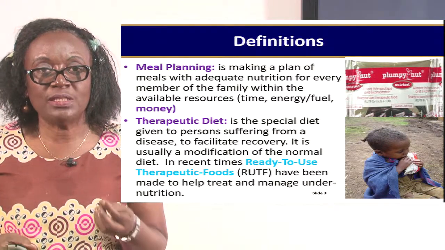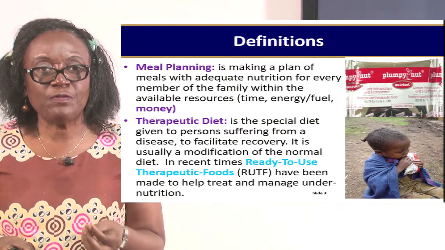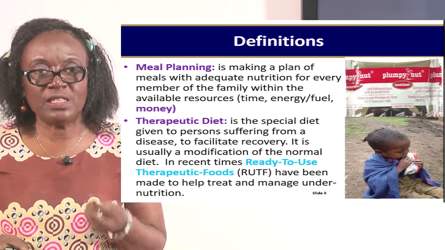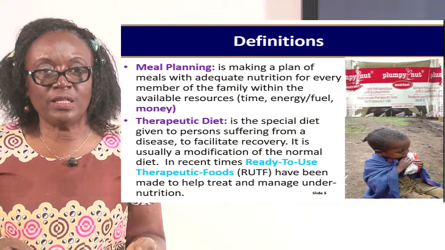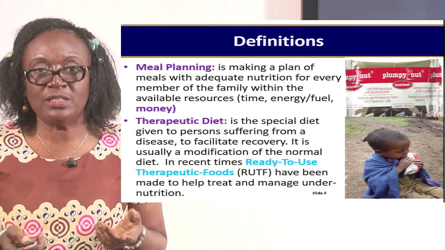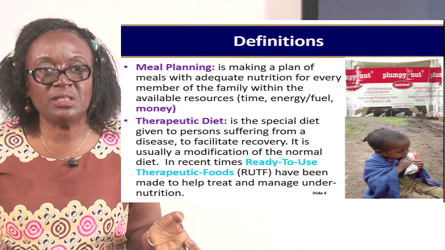Then what about therapeutic diet? It is the special diet given to a person suffering from a disease to facilitate recovery. Sometimes I say that when you are eating and eating well, you stay away from the doctor. Food can solve problems. Typical example is the ready-to-use therapeutic food that we use in managing kwashiorkor and marasmic patients. And you see the child in the picture there eating one. Yes, it is basically food, no medicine.